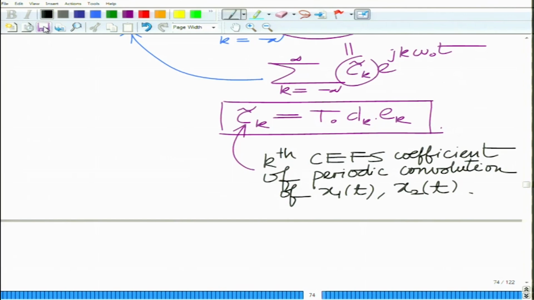Alright, so that completes our discussion of examples for the Fourier series, that is the complex exponential Fourier series and the trigonometric Fourier series of continuous time periodic signals. Starting with the next module, we will look at examples for the Fourier transform, that is the Fourier analysis for continuous time aperiodic signals.